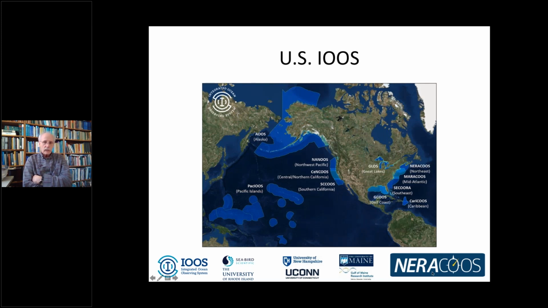So NERACOOS is part of the U.S. Integrated Ocean Observing System, or the U.S. IOOS, which consists of 11 regional associations which cover the coastal waters of the United States and the Great Lakes. And there's a U.S. IOOS program office that is housed in NOAA. But at the national level, the program consists of a partnership of at least 17 federal agencies, and there are many more partnerships at the regional level.